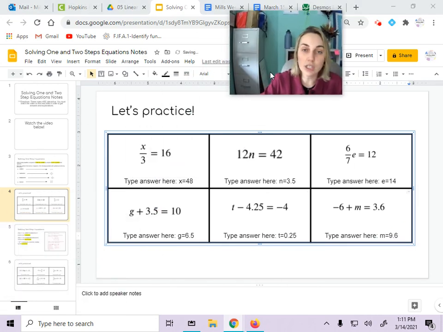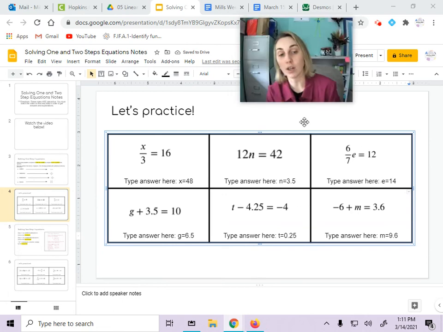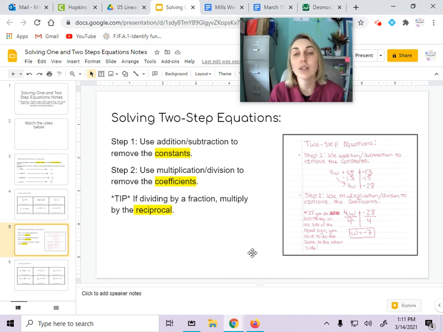Guys, if y'all have any questions about one-step equations, make sure to let me know, but it's time to go ahead and do two-step equations. So two-step equations are basically the same thing, except there's, of course, one more step to it. So I have the steps right here, and I put them over here as well.